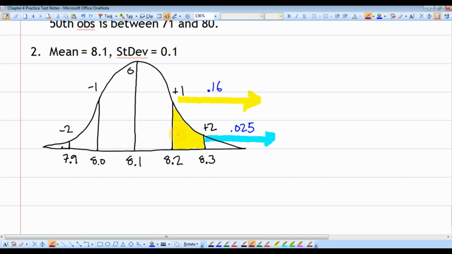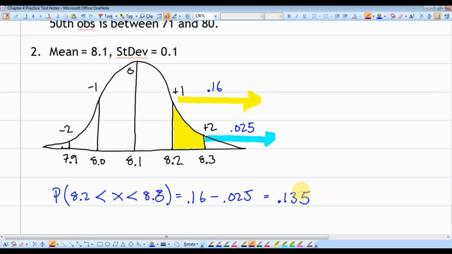Okay, so if I want to find the area of the yellow portion right here, the proportion between 8.2 and 8.3, that's going to be the area to the outside here, 0.16, minus the area over here, which is 0.025, and that area is 0.135. We could also just do it like the 95, which is +2 minus -2, minus 68, and then divide by 2. You could do that too.